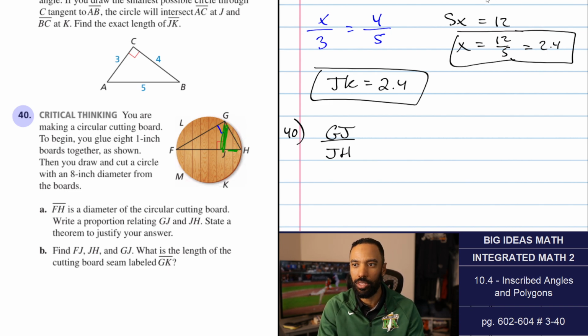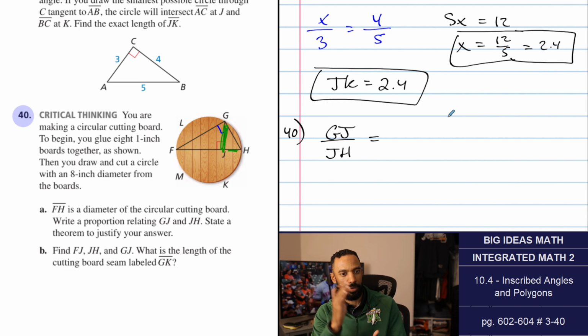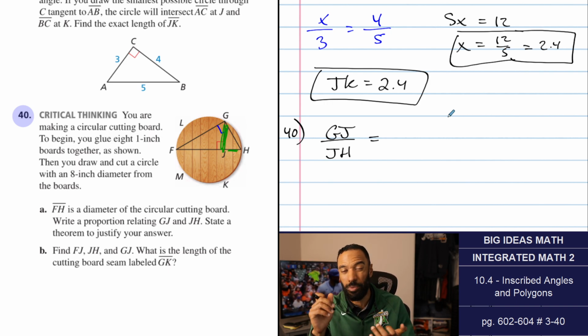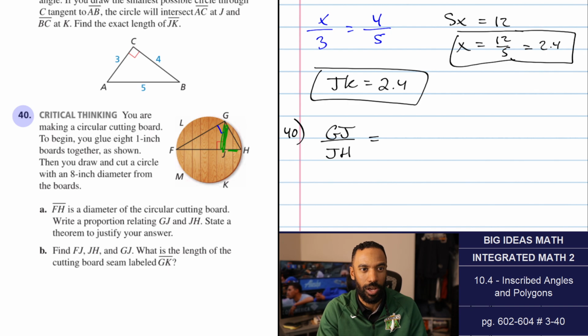JH can be the short side of the small triangle. So short side of medium over short side of small. Now let's get another two things in medium and small that can correspond. It can really be any two things that you want as long as it goes from medium to small. I can do hypotenuse of medium, which is GF, hypotenuse of small GH. I can do FJ, the long side of the medium, and GJ again, the long side of the small.